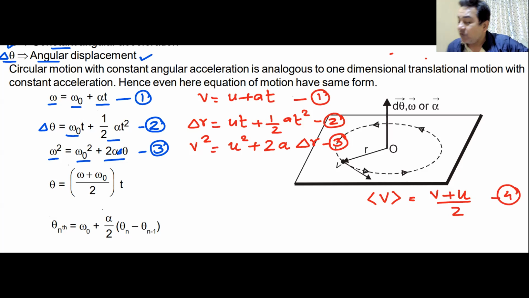Now remember, whatever equations we are writing here, they're only valid for constant acceleration or constant angular acceleration. That is what you should not forget. V average, if the acceleration is constant, was (V plus U) divided by 2.